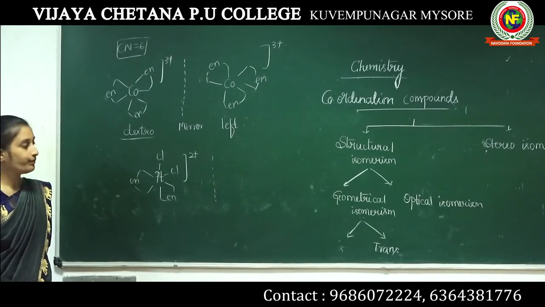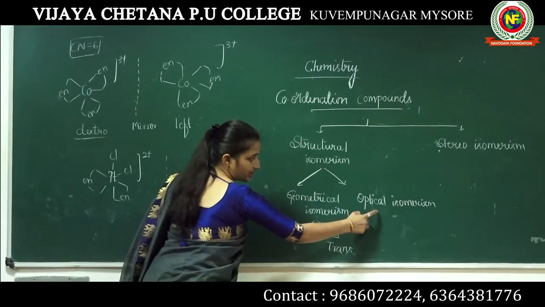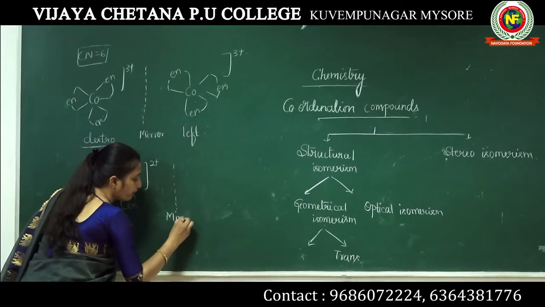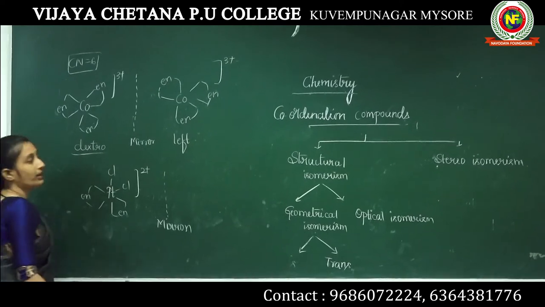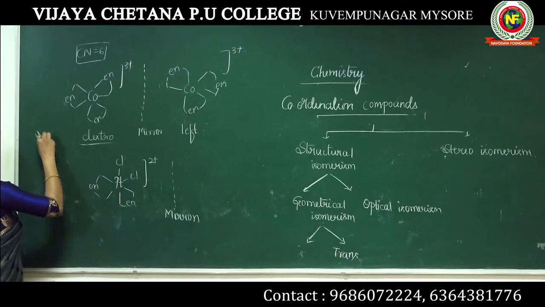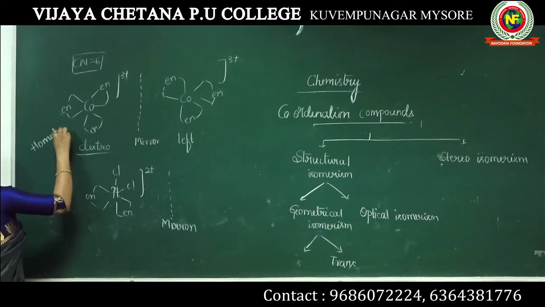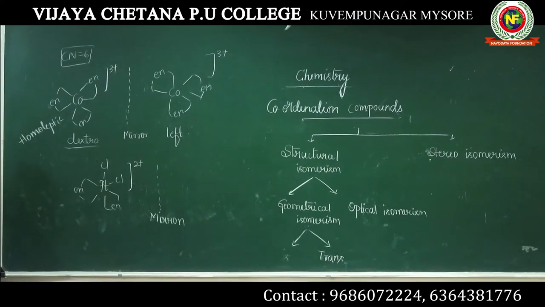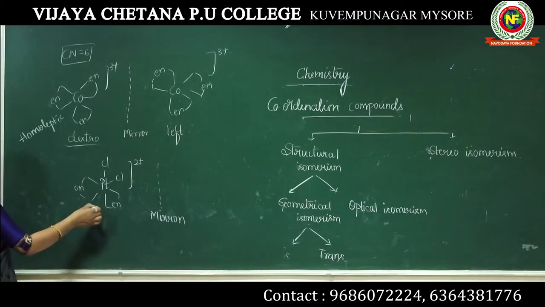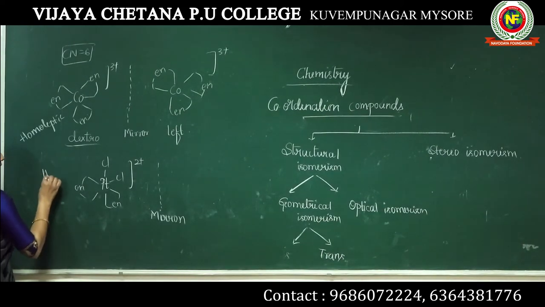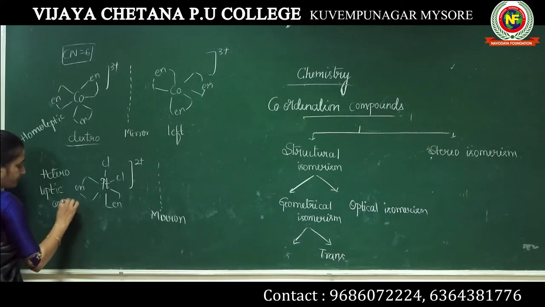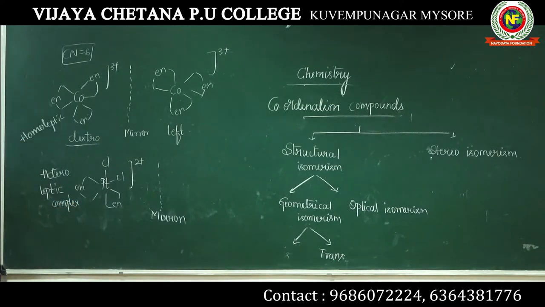Next example for this optical isomerism only. See, once again I'm going to place the mirror. Just try to understand, this is a homoleptic complex. Homoleptic complex means all the ligands are the same type of ligands, but this is not a homoleptic complex, this is a heteroleptic complex. This one is a heteroleptic complex.